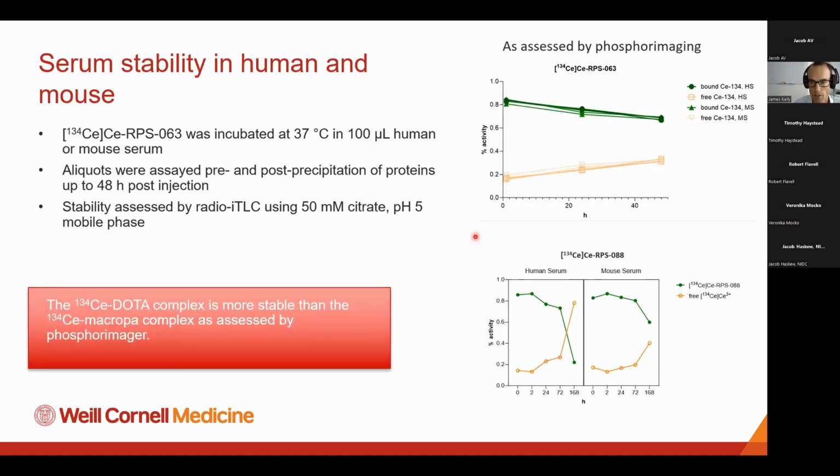And by comparison, we think the DOTA complex is slightly more stable. So in this case, again, these are preliminary studies and we've only had the opportunity to do phosphorimaging based quantification. But if we compare the top and the bottom, so these are analyzing via the same method, we see it's comparable, but maybe slightly higher stability of the DOTA containing compound. And this is true in both human and murine serum.